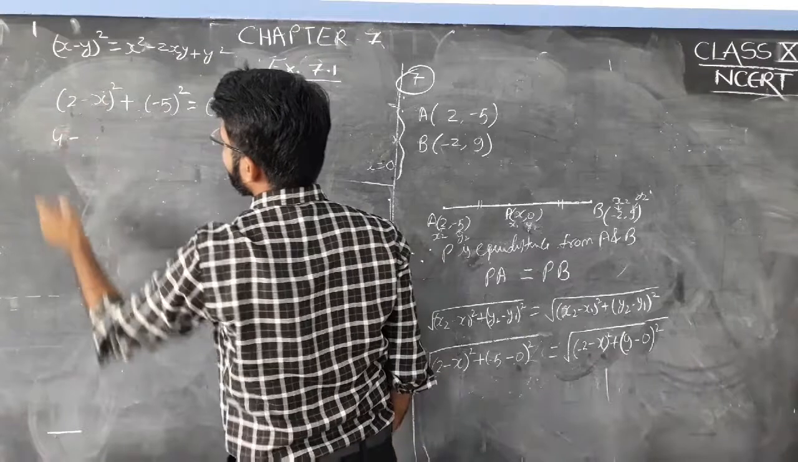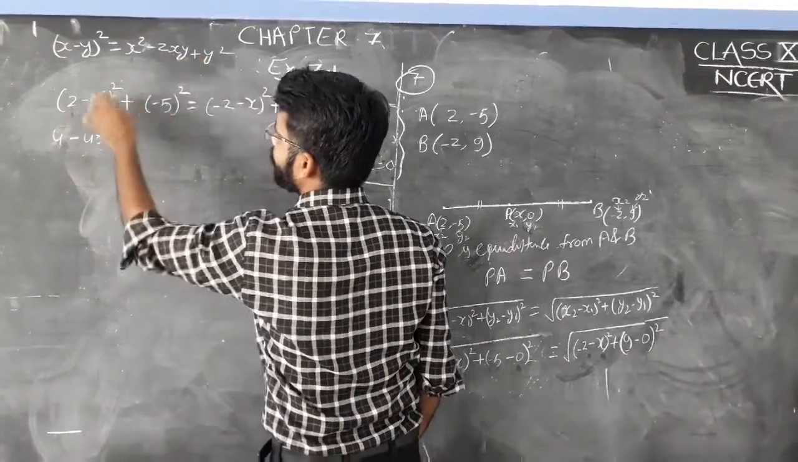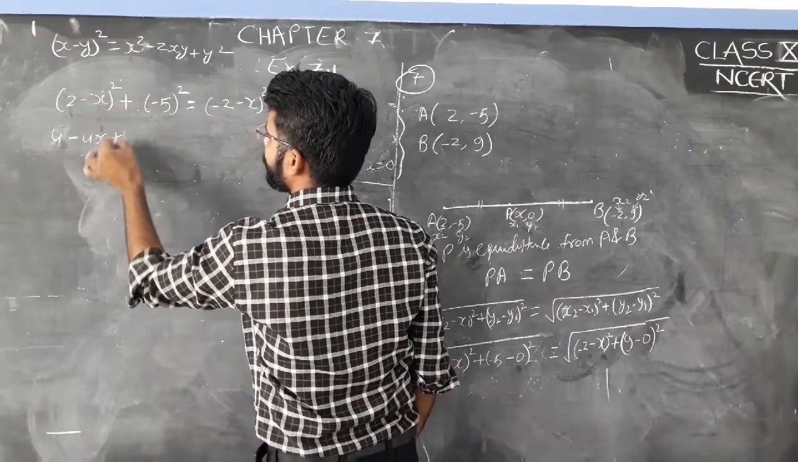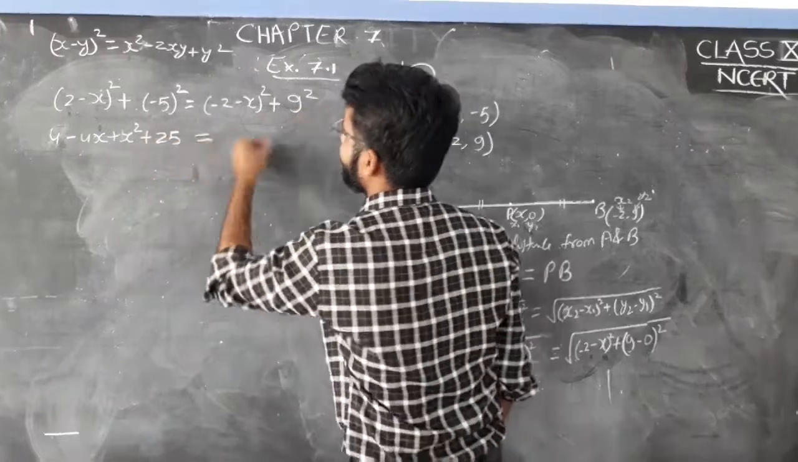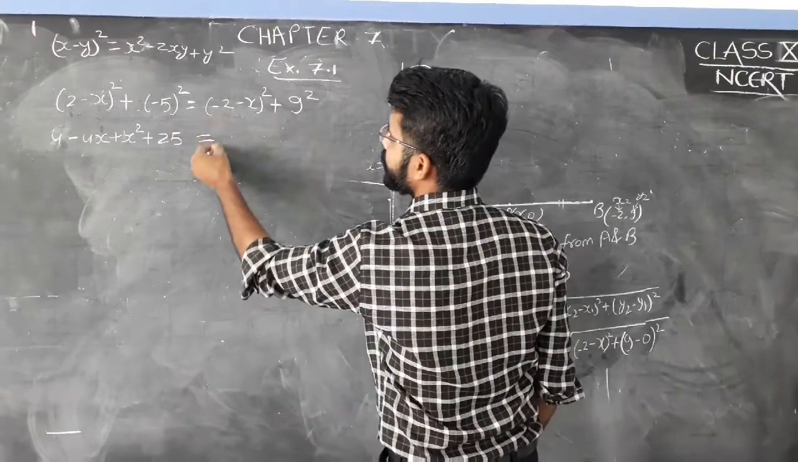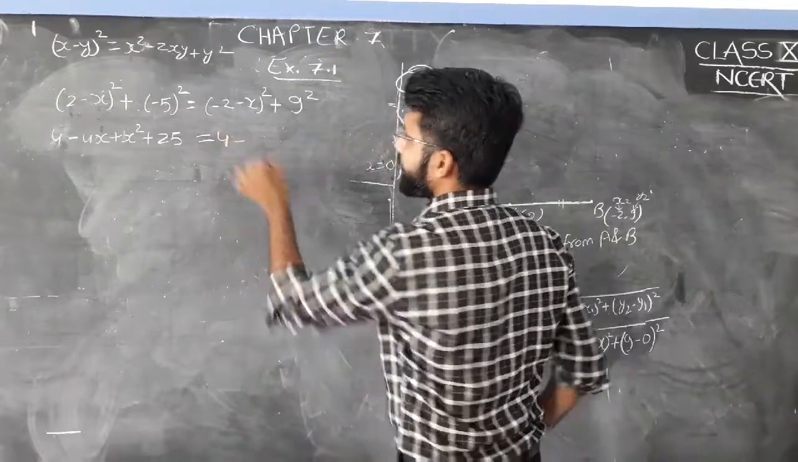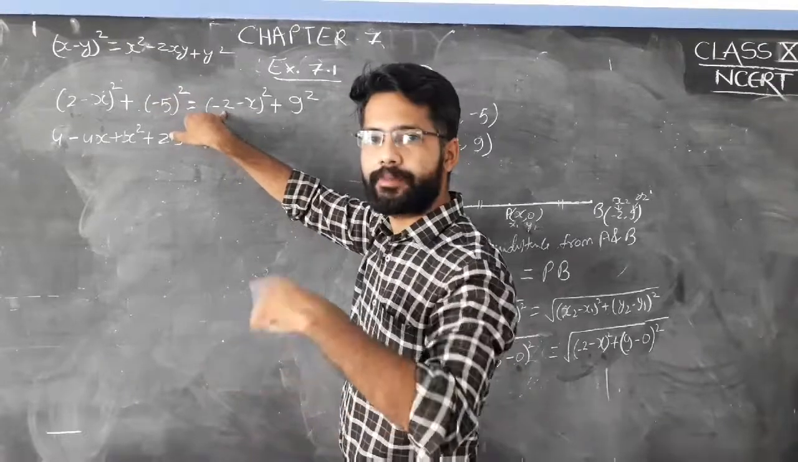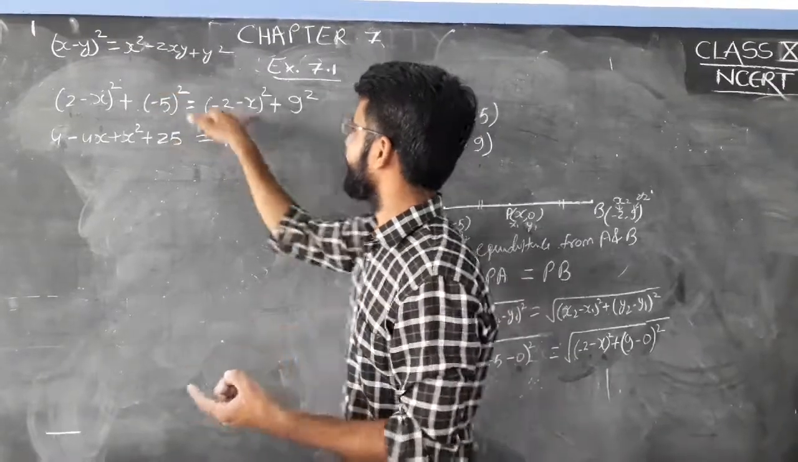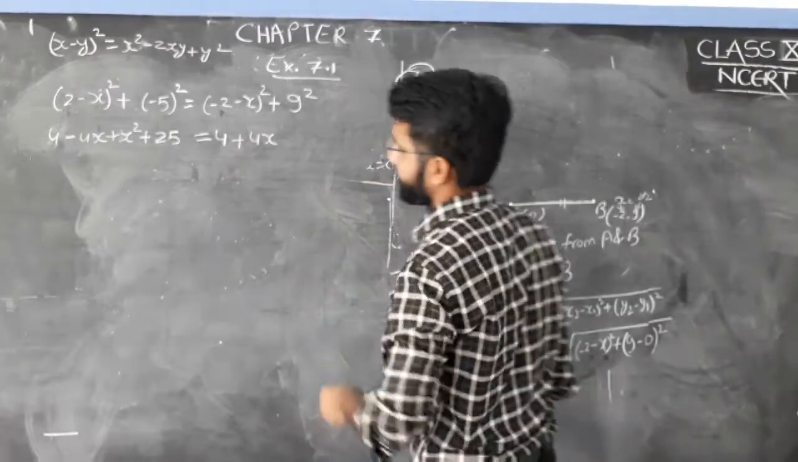So 4x would be what? Minus 4x plus y square is what? x square plus y square would be 25. Here we have minus x square, minus 2 square would be what? 4. Then minus 2 into x is minus 2x, minus 2 minus 2 plus 4 into 1 is x. So plus 4x. Is it clear?